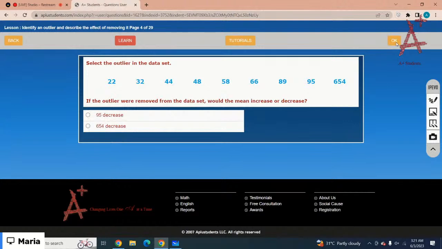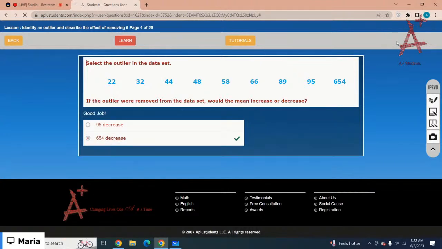Okay, the next one is select the outlier in the dataset. If the outlier were removed from the dataset, would the mean increase or decrease? So again, you have 654 as the outlier, and when you remove it, it will decrease the mean. Got it? Because it's a bigger number, it has a very strong effect on the mean value.